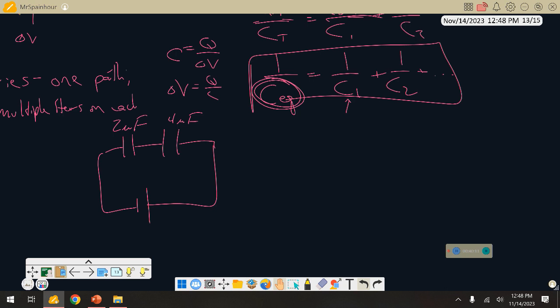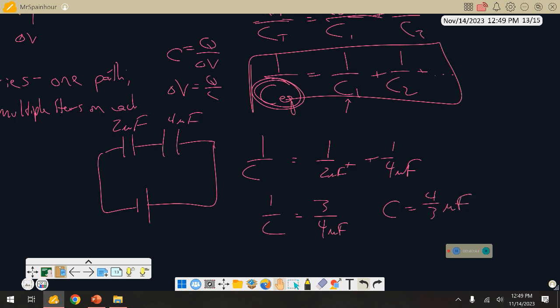One point 3 over 3 repeating, yes. So if you do your fractions here real quick, it's 1 over 2 microfarad plus 1 over 4 microfarad. But don't forget that the result is also inverted. So just doing math real quickly, if you want to in your head, you have to find a common denominator. So this is 2 over 4 plus 1 over 4, which means 1 over C is equal to 3 over 4 microfarad. So to get C, you have to invert at the very end. C is equal to 4/3 or 1.333 microfarad.